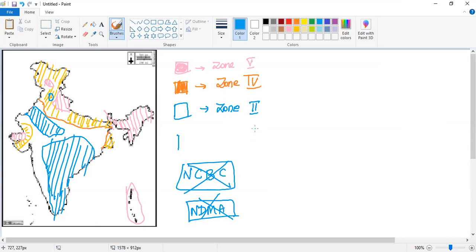And it is also lying in zone number 4, which makes it even more important that we follow all of the rules. But we have the rules only in the textbooks. In reality, the rules are not being followed. NBC guidelines and NDMA guidelines with regard to building construction are not being kept up.